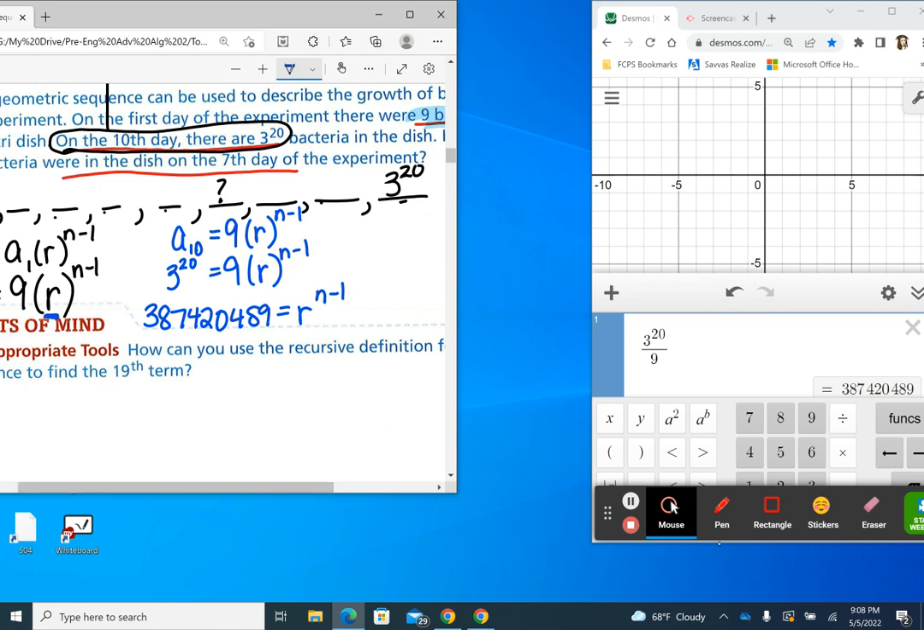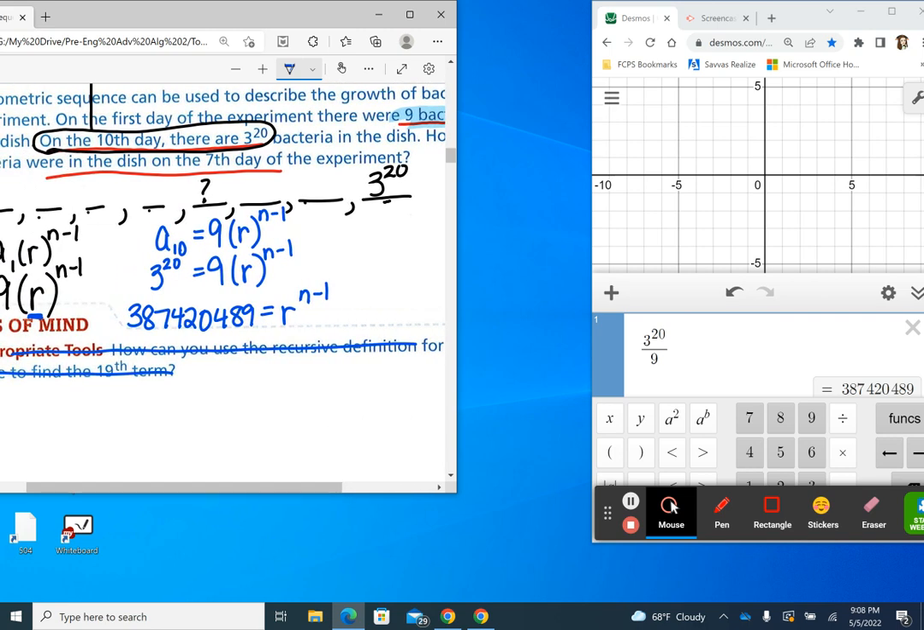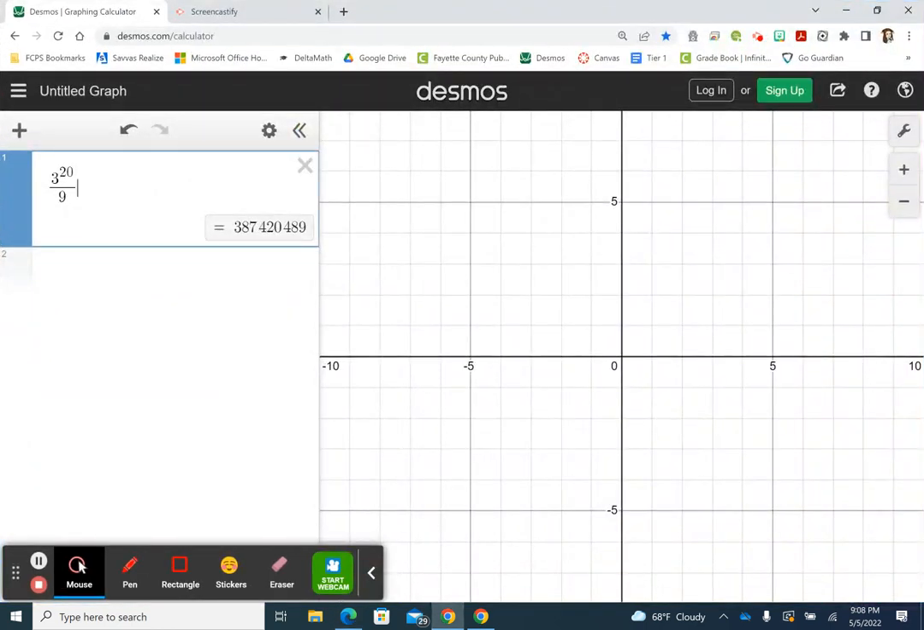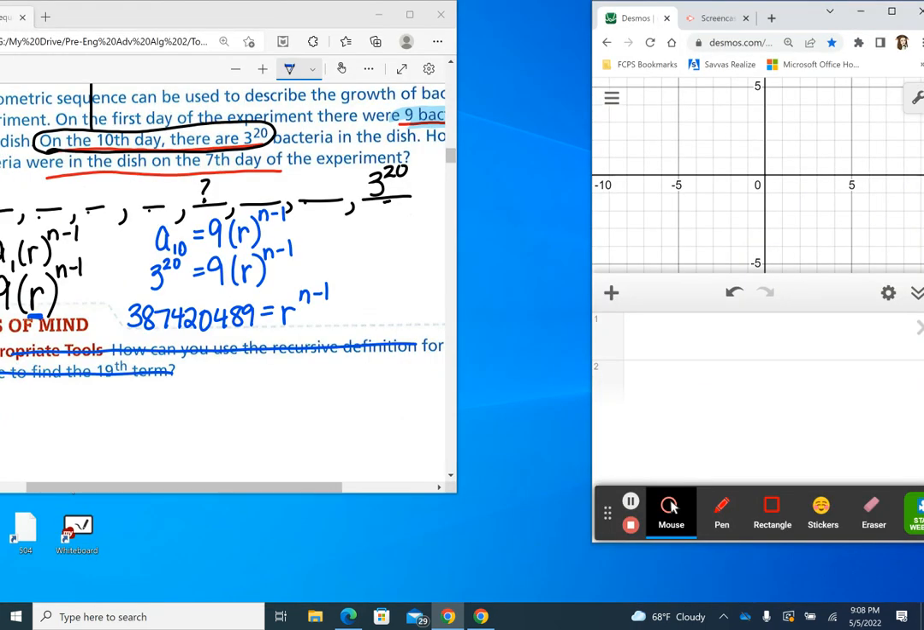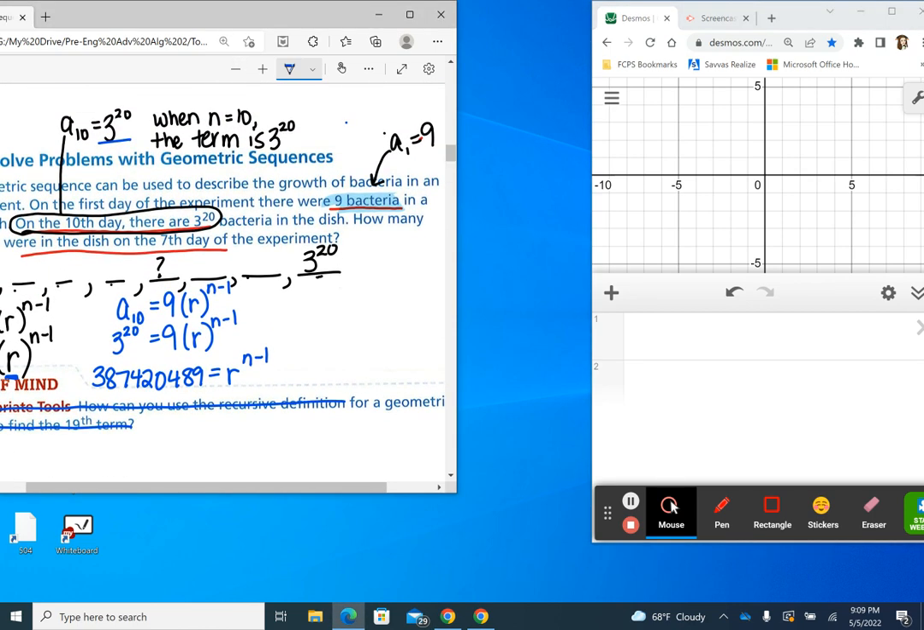To get the x out of the exponent, I can rewrite in log form. Just kidding. I don't need to rewrite it in log form, because I know that on the 10th day, n is 10. So my n value right here should be a 10, and 10 minus 1 is 9. So now I have 387,420,489 equals r to the 9th.